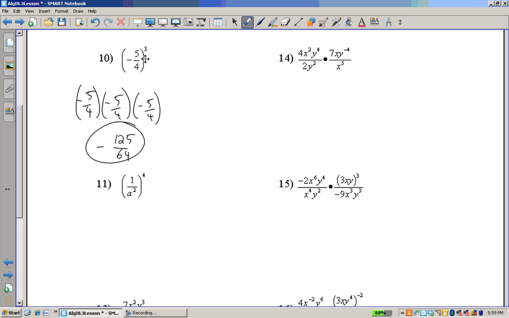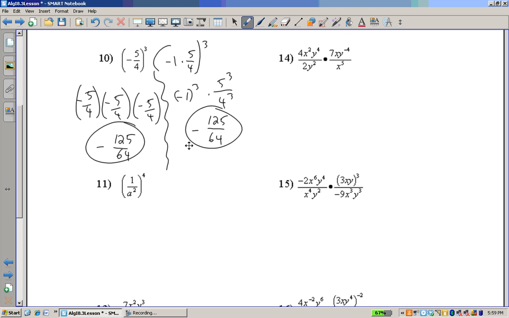Now, if you wanted to, you could say this is negative 1 times 5/4. This would be a separate method. There's 3 of the negative 1s, 5 to the 3rd, 4 to the 3rd. So 3 negatives, that's going to give me the whole thing negative. 5 to the 3rd, 125. 4 to the 3rd, 64. And you see we have agreement here, so that's fine.